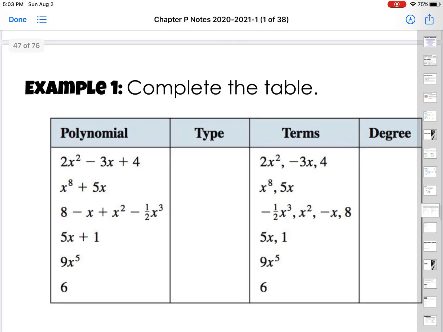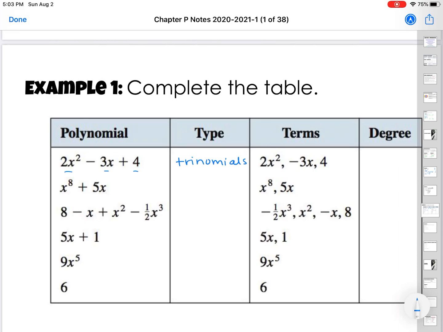So the first thing we want to do here is just complete this table, and we want to figure out what belongs where. So what type is it? Is it a monomial, binomial, trinomial, or a polynomial? So if I take a look at the first one, we see 1, 2, 3. So that is a trinomial because there are 3 terms.